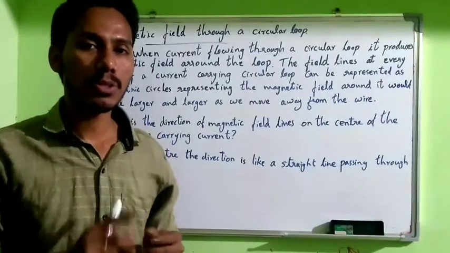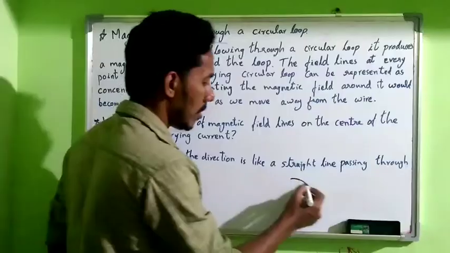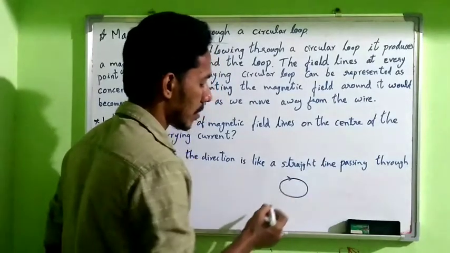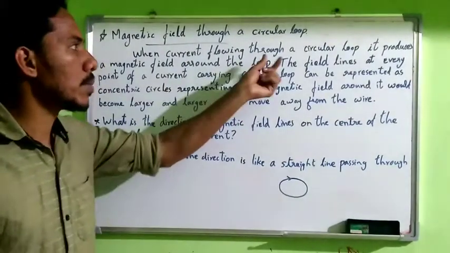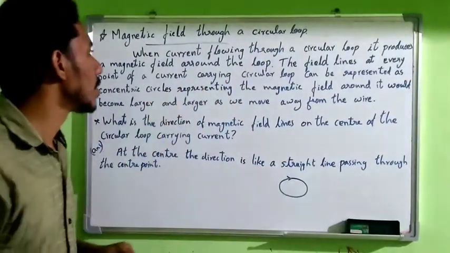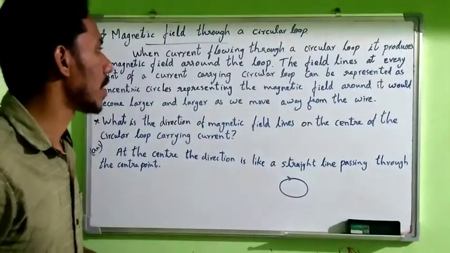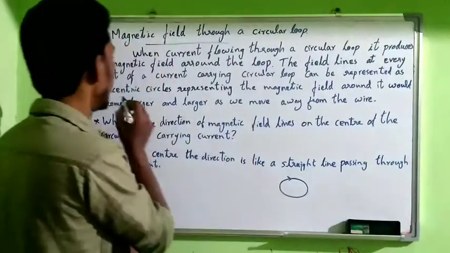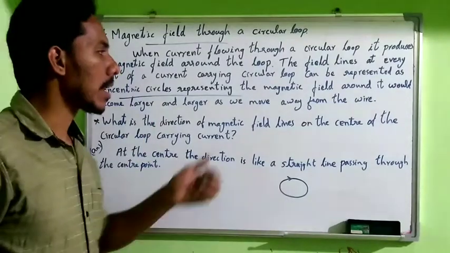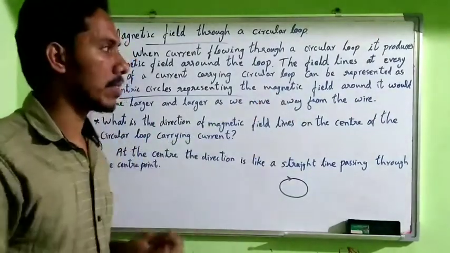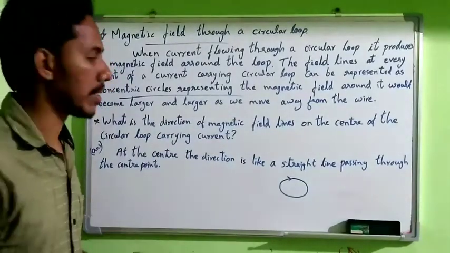Then the magnetic field produced by a circular loop. What is a circular loop? This is a circular loop. When a current flows through a circular loop, it produces a magnetic field around the loop. The field lines at every point of the current carrying loop can be represented as concentric circles representing the magnetic field around it. They become larger and larger as we move away from the wire.